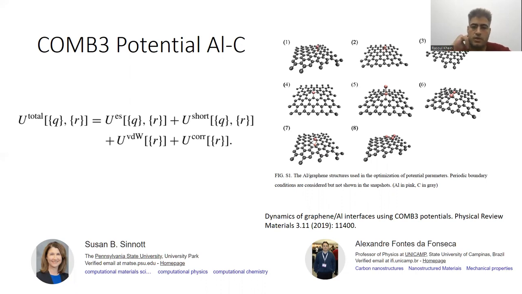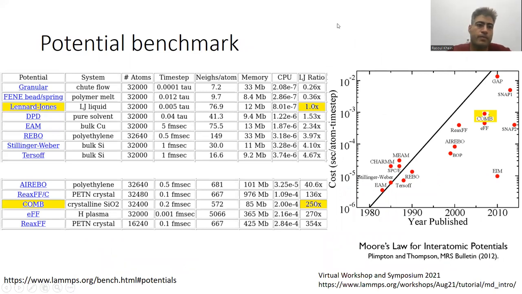So this potential has an advantage that it can be used for all types of interactions: CC, carbon-carbon, AL, and ALC. As an advantage, COMB potential is an exact potential.